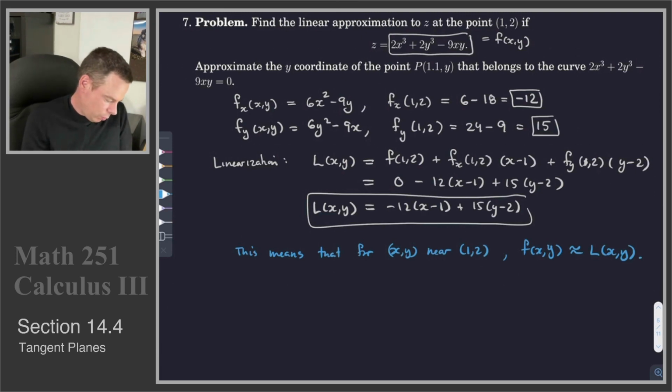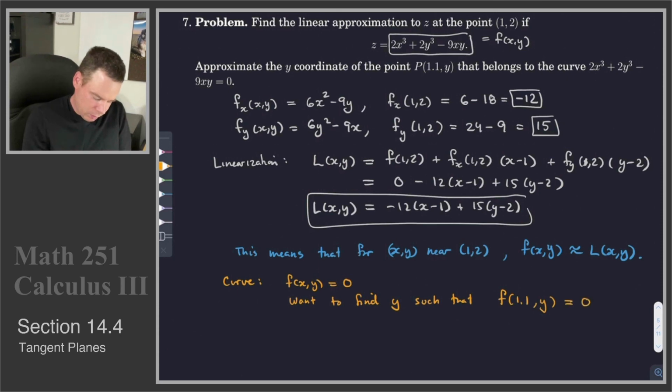What's our follow-up question here? Well, we want to approximate the y-coordinate of the point (1.1, y) that belongs to this curve. The curve is really just f of x, y equal to 0. So we want to find points x and y that satisfy this equation. In particular, we want to find y such that f of (1.1, y) is equal to 0.